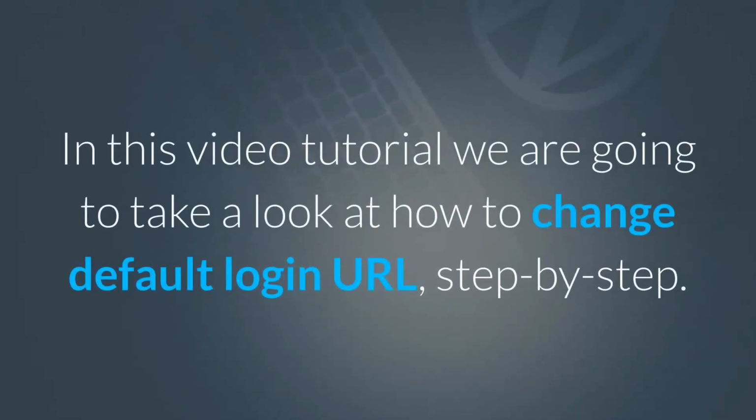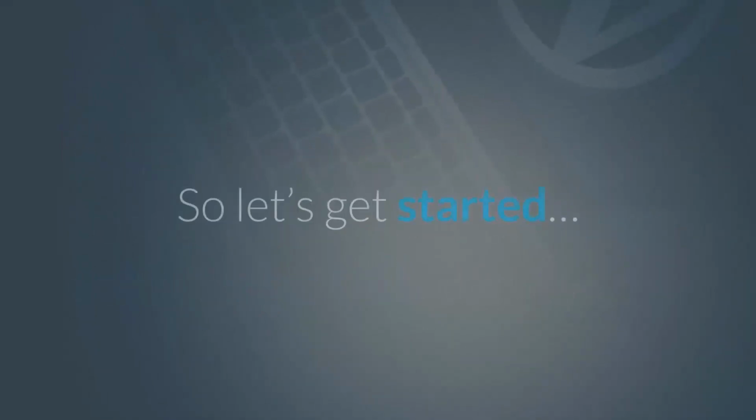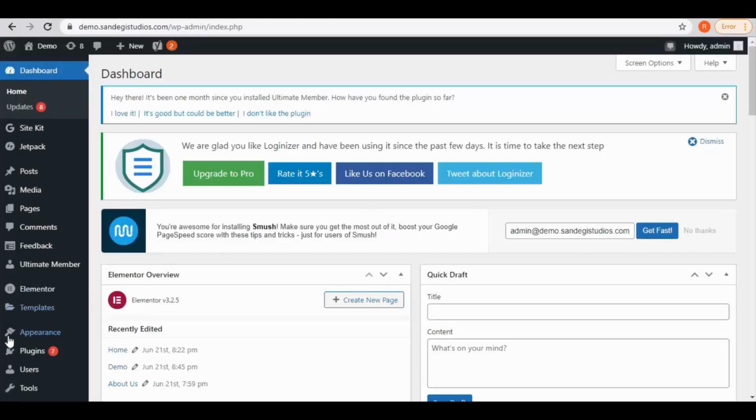In this video tutorial we are going to take a look at how to change default login URL, step by step. So let's get started. From your WordPress dashboard, go to Plugins and select Add New.